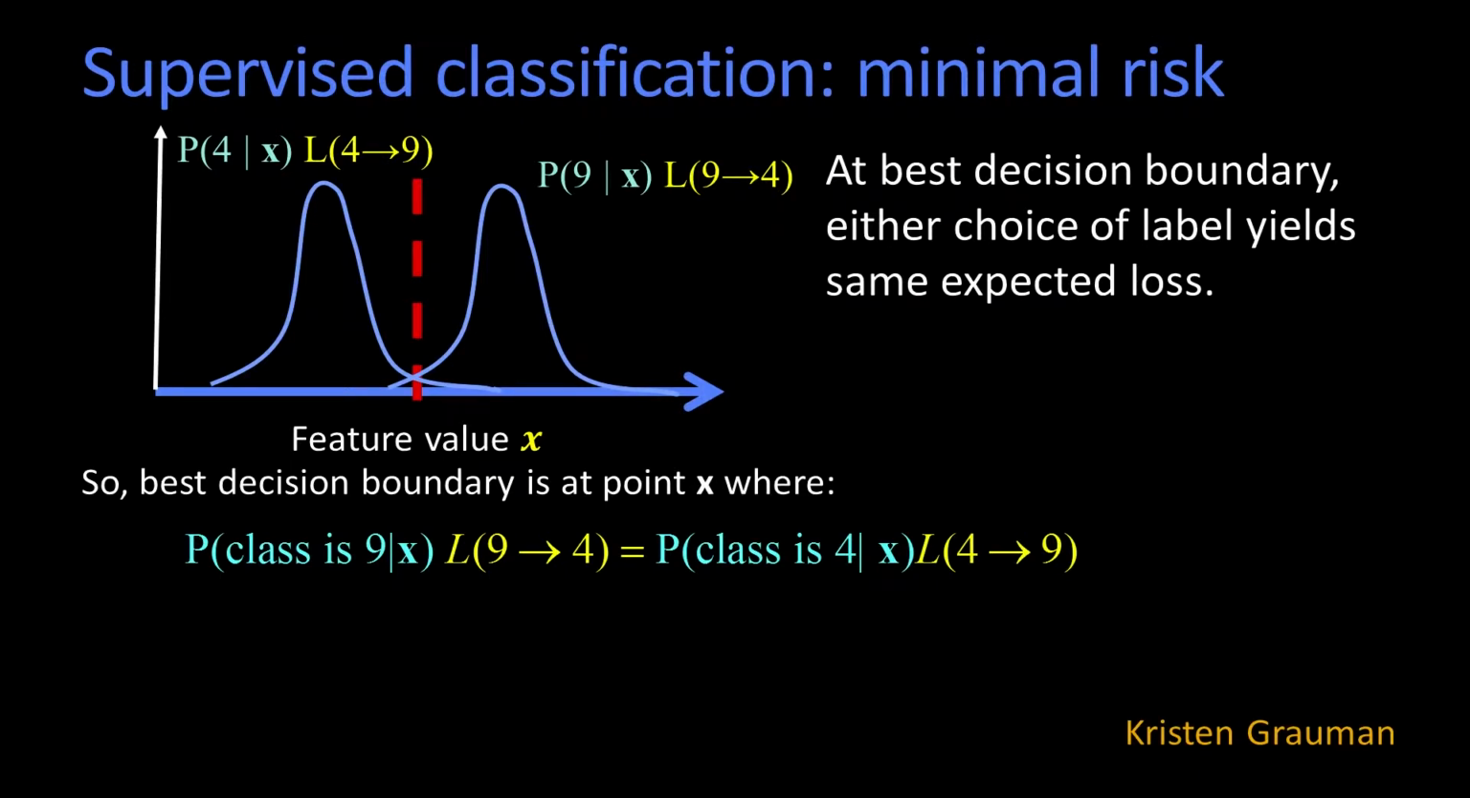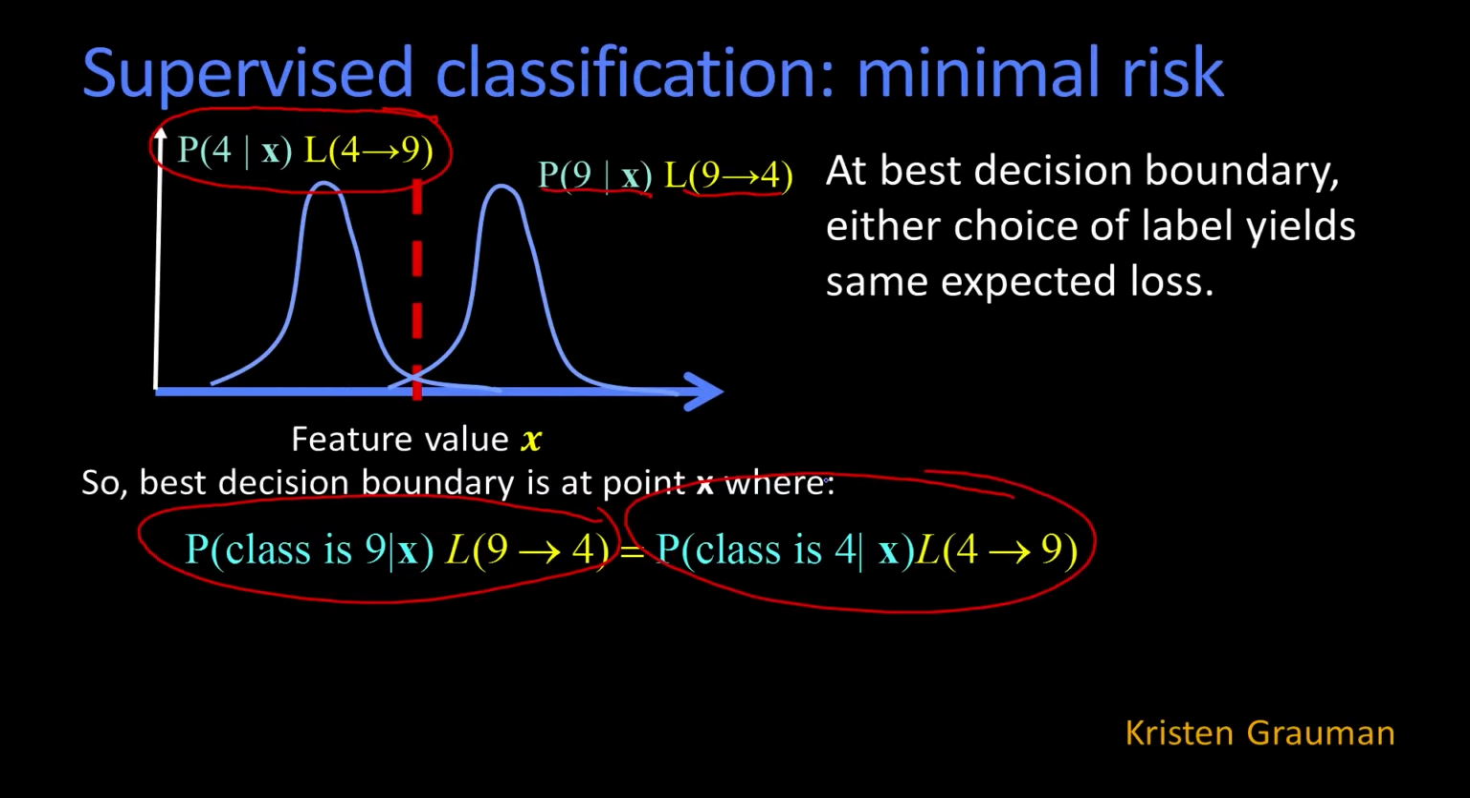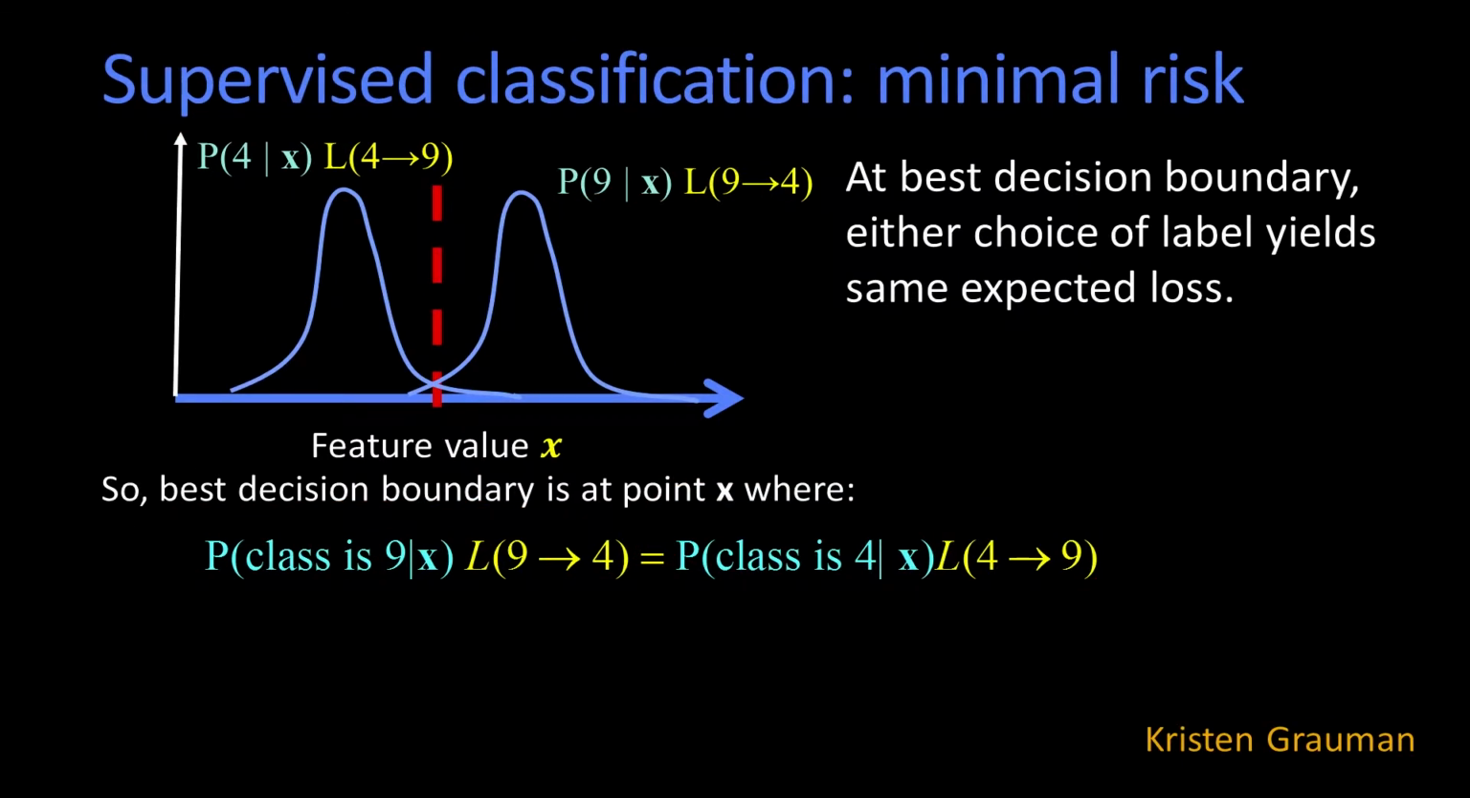What I've got plotted here in a notional plot is the expected loss. On the left-hand side, that's the probability that it's a 4 given an x, times the loss of calling it a 9. Over here, this is the probability that it's a 9, but I actually called it a 4. And the decision boundary is where these values are equal to one another. And of course, what is hard about this?